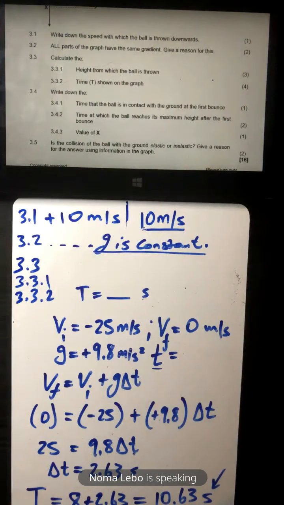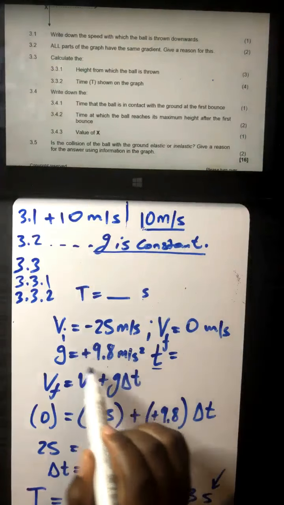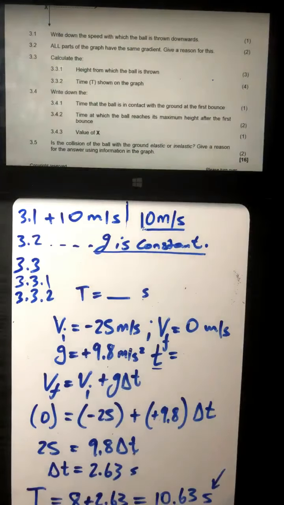Yes, but for me, I was going to say g is equal to negative 9.8 because velocity is also negative 25. Okay. So you're saying you were going to say g is negative 9.8, right? Yes. Why? Because velocity is negative. Is that the reason why?